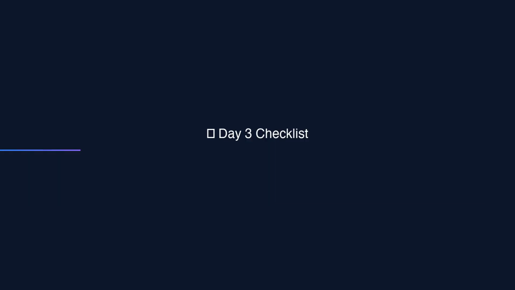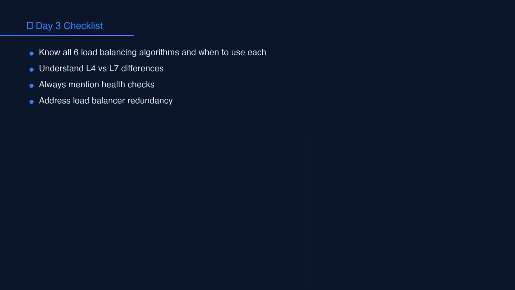Now that we have those fundamentals down, it is time to put together a concrete action plan. Let us walk through our Day 3 checklist so you know exactly what to focus on next. This is where we take everything we have learned so far and start putting it into practice. Know all 6 load balancing algorithms and when to use each. Understand L4 versus L7 differences. Always mention health checks. Address load balancer redundancy.